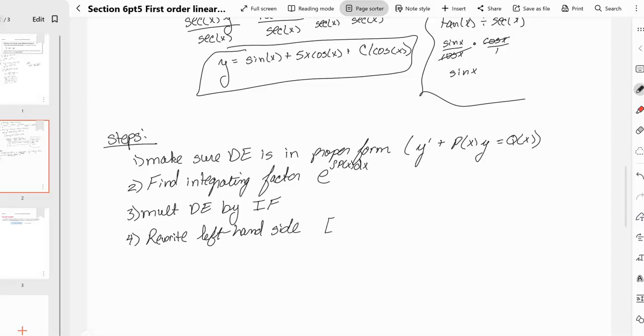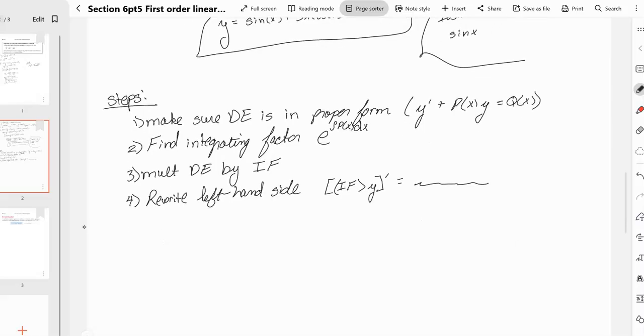It will always be the integrating factor times y. That's a good place to check, because if this does not, when you take the derivative, give you the step above, then there's something wrong in here. You'd have to go back and find where the mistake was. And then you just integrate both sides.